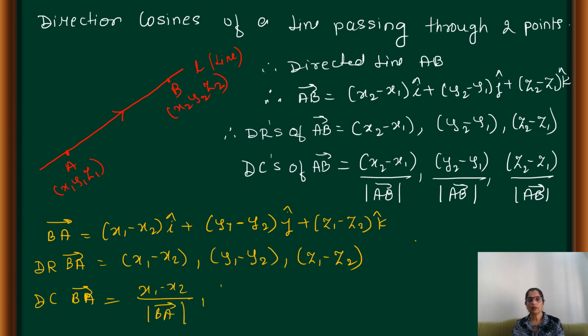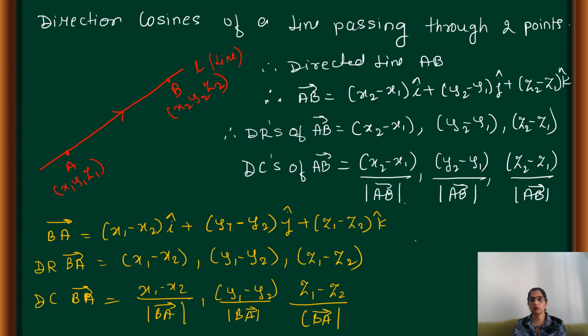Then this will be y1 minus y2 by magnitude of BA vector, and z1 minus z2 by magnitude of BA vector. So how is it making a difference? If we say that this is going to give you a positive LMN, then the yellow part will give you the negative LMN, correct?